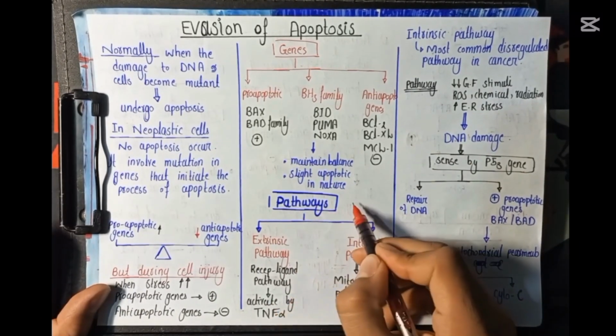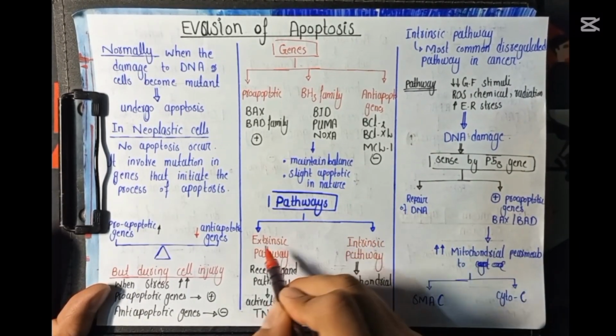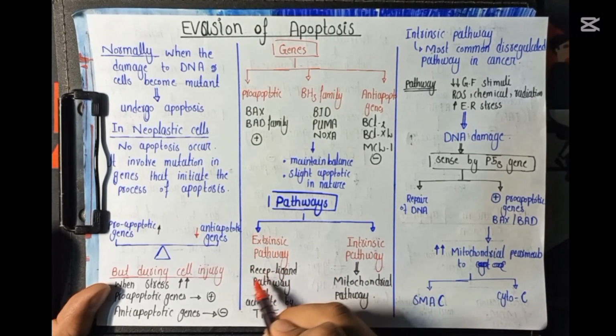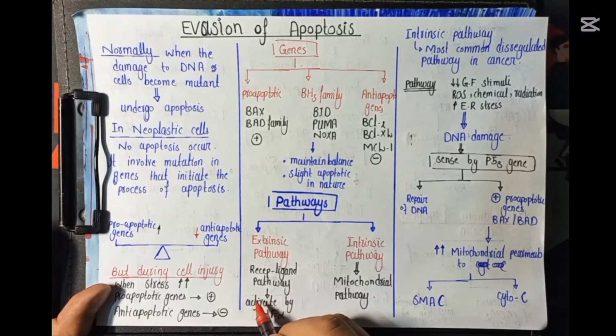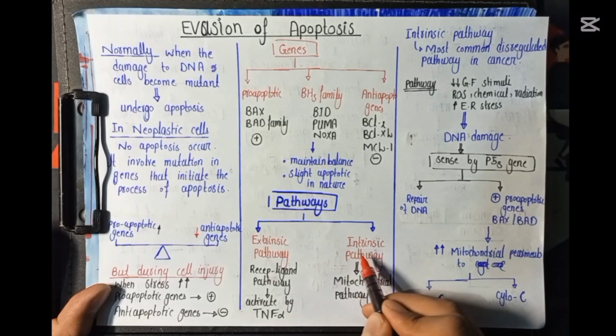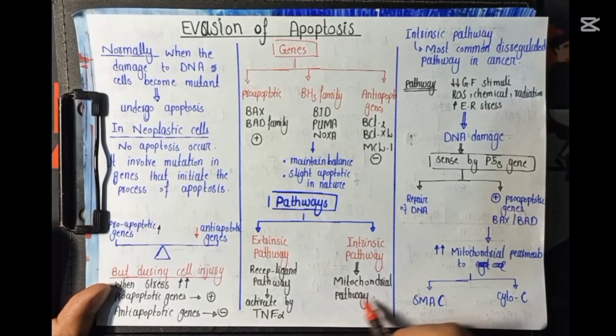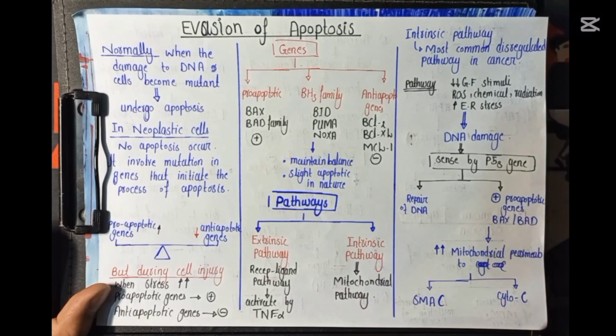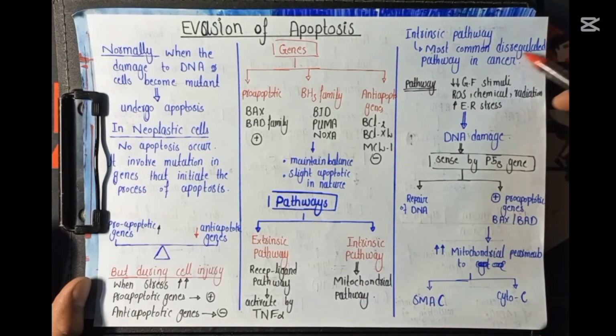अब आ जाते हैं about the pathways involved in the apoptosis. So it includes the extrinsic pathway and the intrinsic pathway. The extrinsic pathway is also known as the receptor ligand pathway or the FAS ligand pathway, and this pathway is activated by the tumor necrosis factor alpha. And the second one is the intrinsic pathway. It is also known as the mitochondrial pathway, and it is the commonest pathway involved in apoptosis. And the intrinsic pathway is the most commonly dysregulated pathway in the cancer.